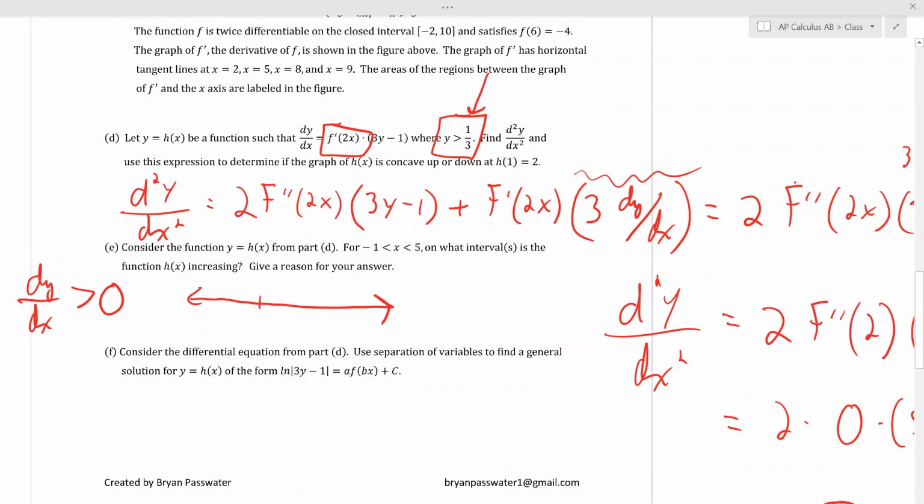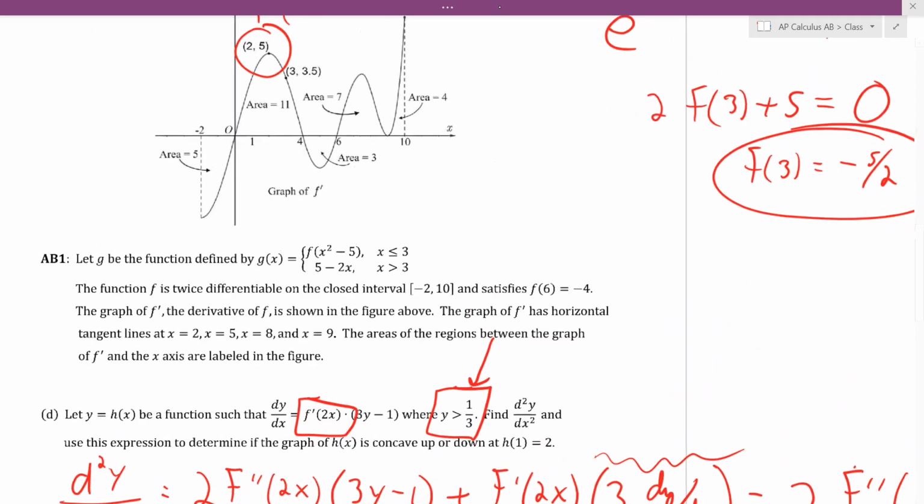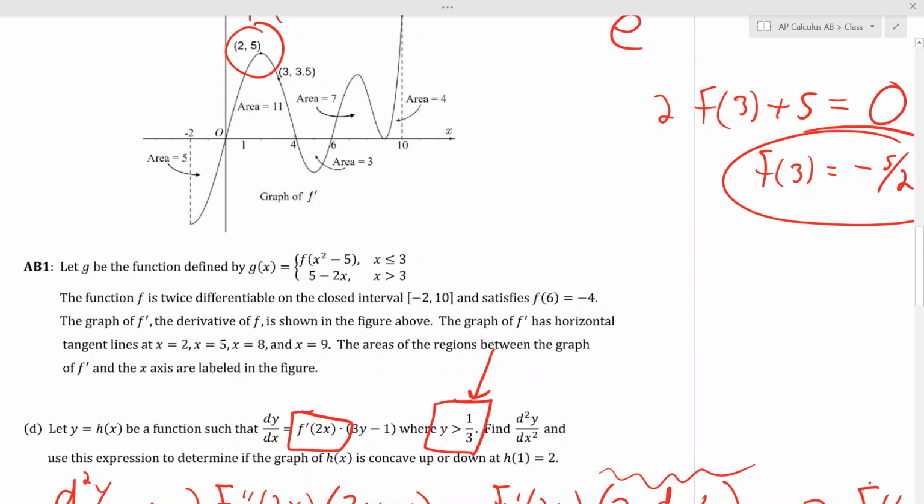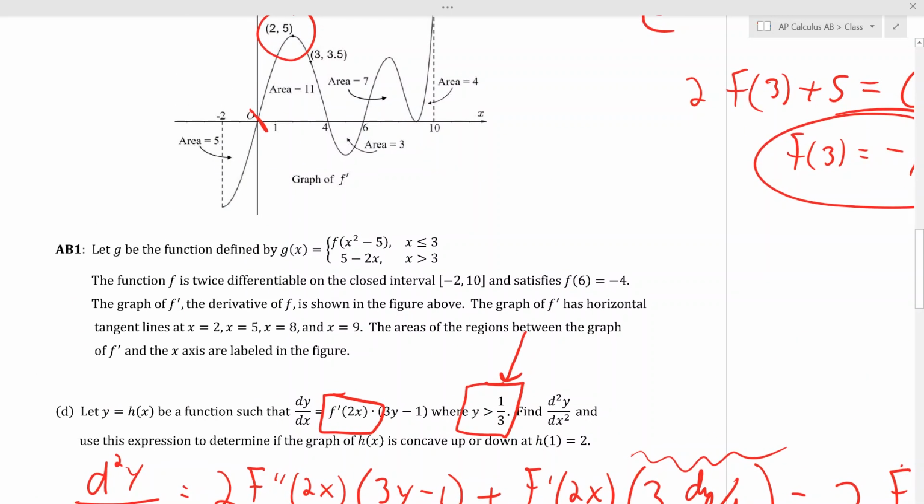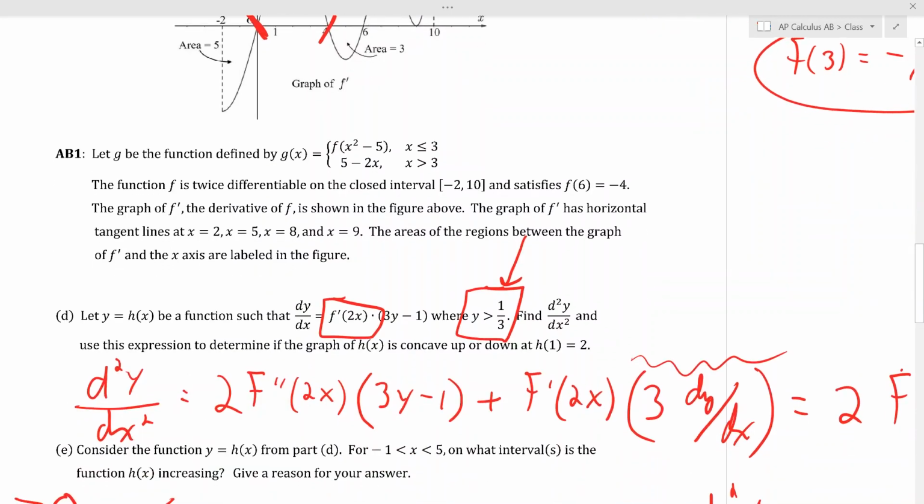So f prime is going to be 0. You can see this at 0, and they gave us a weird interval too, didn't they? Yeah, from -1 to 5. So we only go to 5. So f prime is going to be 0 at 0 and 4. Okay, so the only numbers we got to worry about.